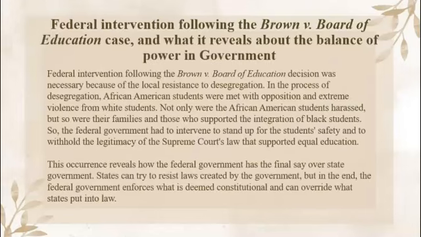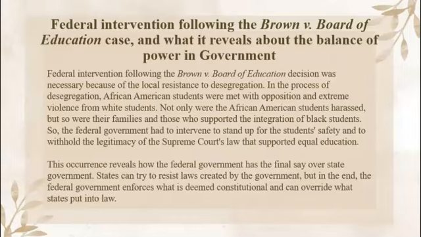Federal intervention following the Brown v. Board of Education decision was necessary because of the local resistance to desegregation. In the process of it, African American students were met with opposition and extreme violence from white students. Not only were the African American students harassed, but so were their families and those who supported the integration of black students. So, the federal government had to intervene to stand up for the students' safety and to uphold the legitimacy of the Supreme Court's law that supported equal education.